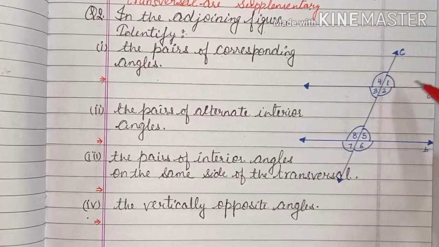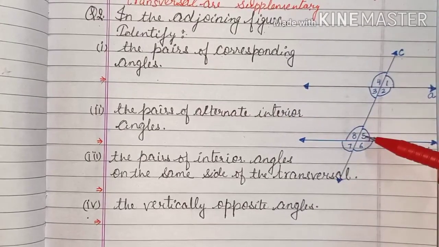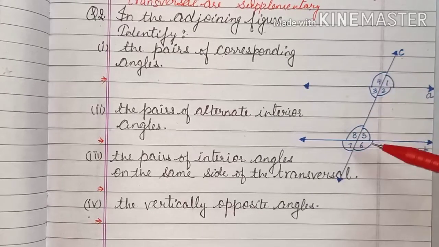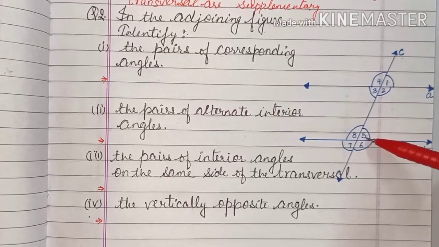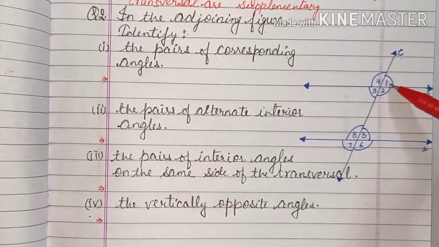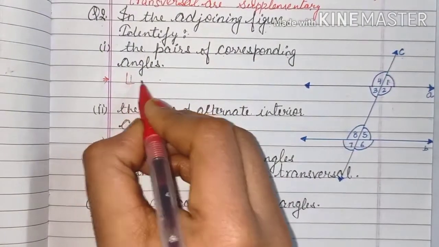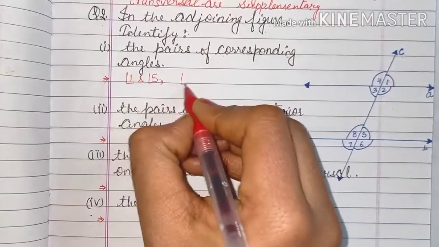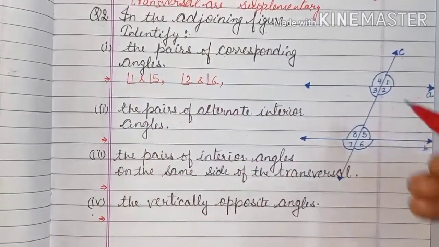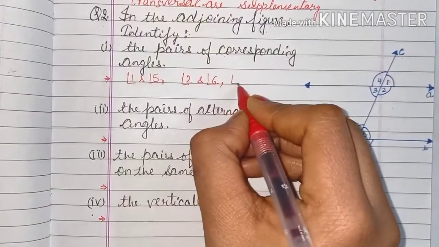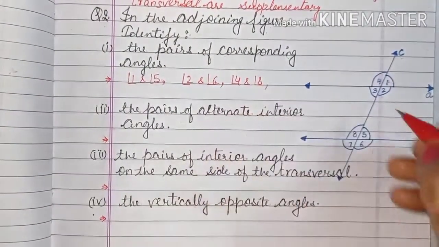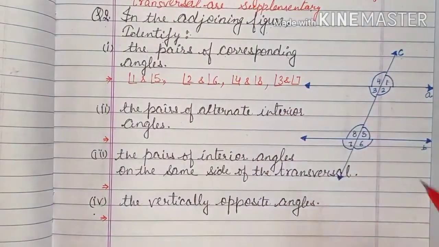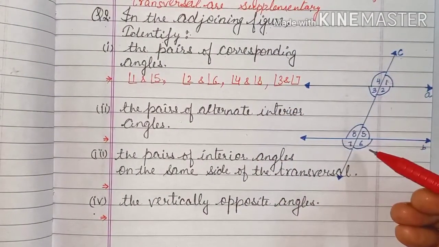So we know that the angles which occupy the same relative position, that means on the same side but above the lines or below the lines. So here angle 1 and 5, these are on the right side and above the lines. So angle 1 and angle 5, this is the pair of corresponding angles. Same as angle 2 and angle 6, angle 4 and 8, angle 3 and angle 7. So these are the 4 pairs of corresponding angles.